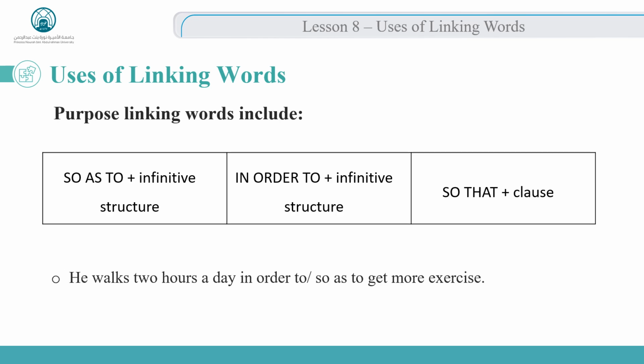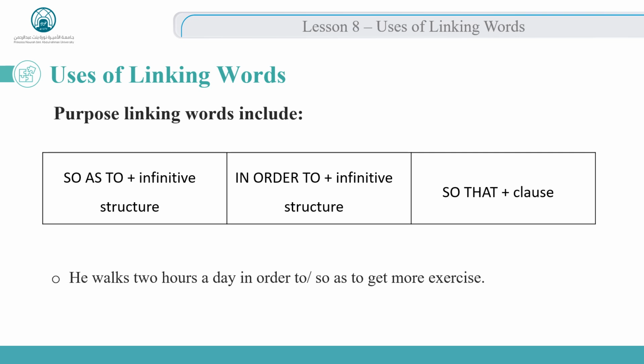Linking words can also be used to express purpose. These words include so as to, in order to, and so that. But note that after so as to and in order to, we have a verb in the infinitive or original form. But after so that, we have a clause. And as I said before, a clause is a group of words which includes a subject and a verb.